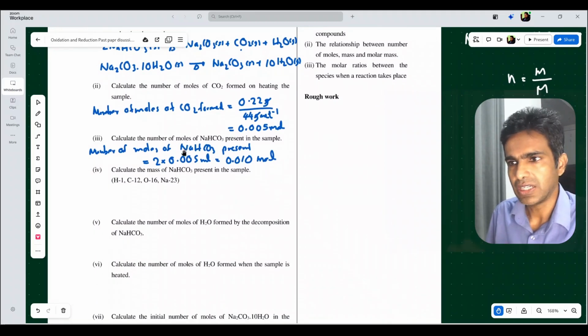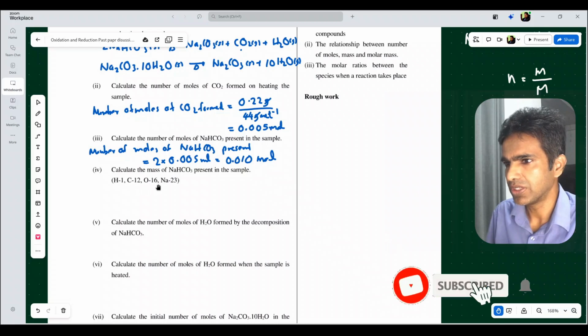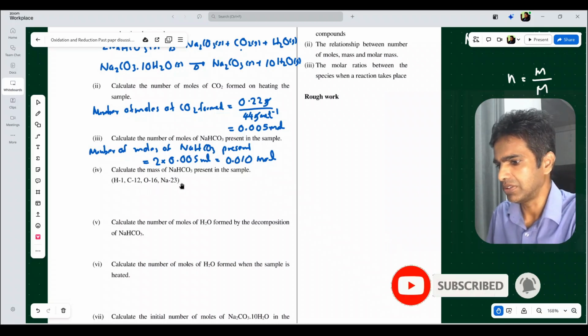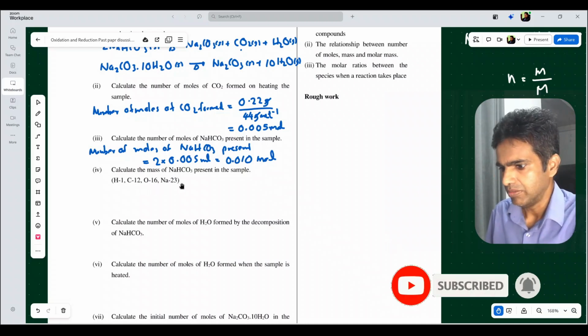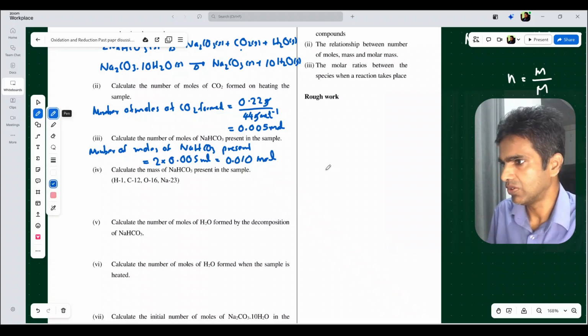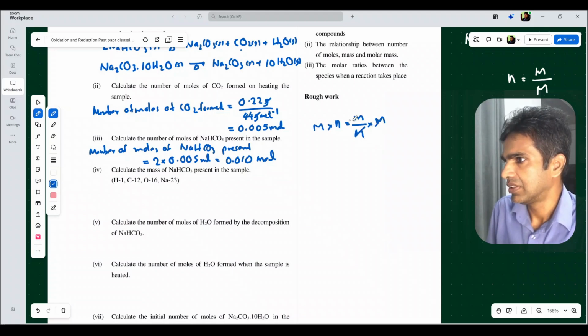To write the answer to that step, we used mole ratios. Fourth part, calculate the mass of sodium bicarbonate present in the sample. So how to calculate mass? We know the relationship between number of moles and mass. Number of moles is mass over molar mass. We can multiply both sides by molar mass. Then mass is number of moles times molar mass.